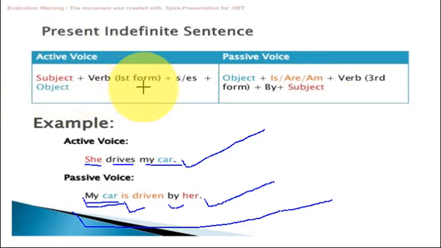It is in first form. If the subject is singular, then you have to add s or es in such kinds of sentences in the end of the verb, depending on the last letter of the verb, and then object. But in passive structure we see object plus the forms of to be, either is, are, or am, plus third form of verb, plus by, plus subject. Your sentence will be ready. Now moving toward the next slide.